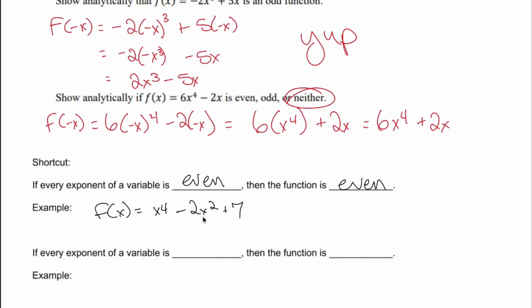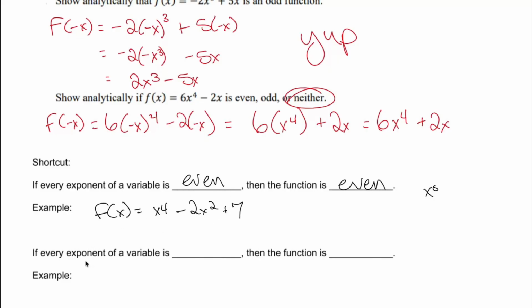The variable here has an even degree. And if you're like, whoa, whoa, whoa, there is no variable, it is a variable. x to the 0th is an even degree. So all of these have an even degree. So if it only has even powers of x, it is even.